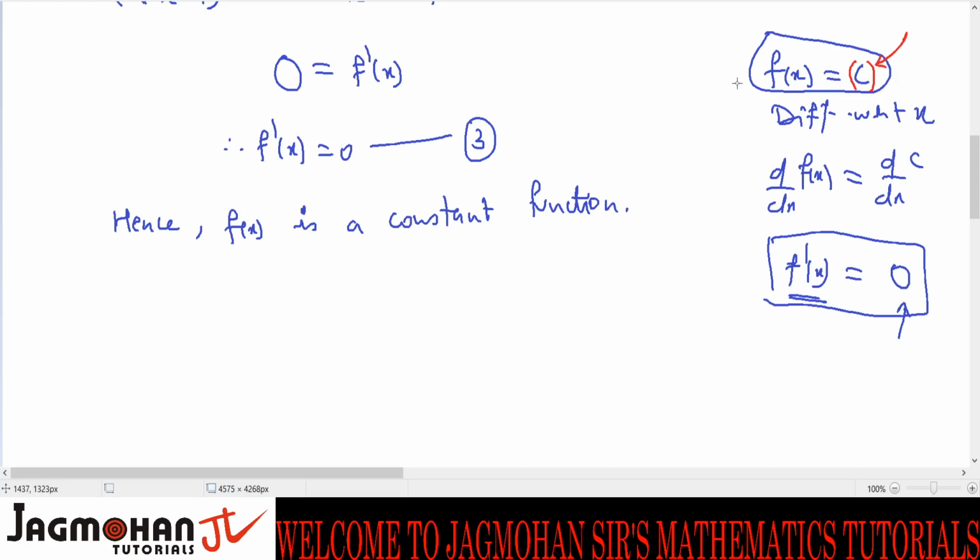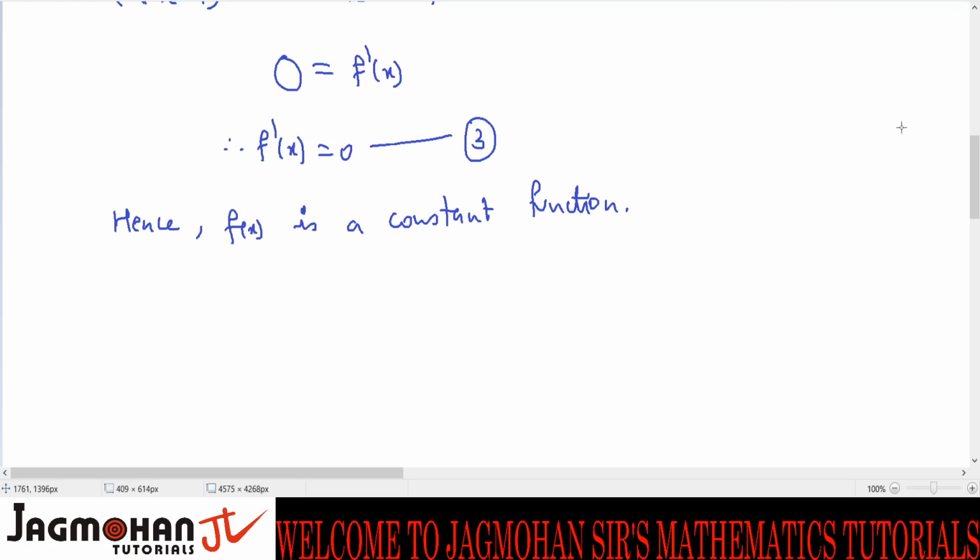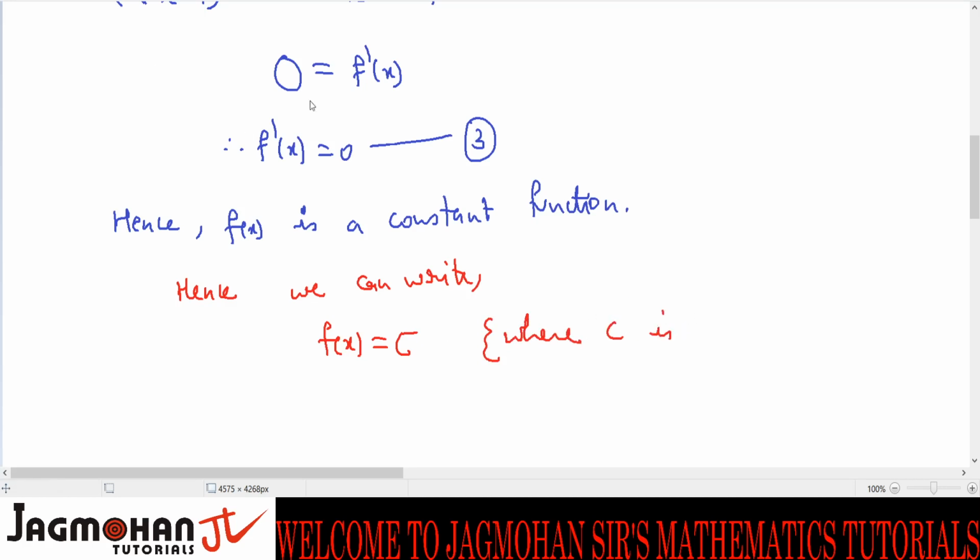So what is happening here, students? I have got f dash x as 0, so I have understood that f of x is a constant function. Hence, we can write f of x equals to c. Okay, f of x is a constant function, so I am writing f of x equals to c. If you want, you can write m, p, r, whatever. It hardly matters. Where c is a constant.